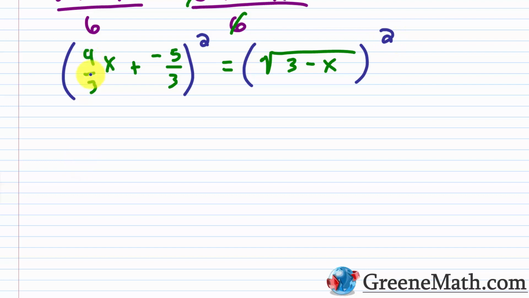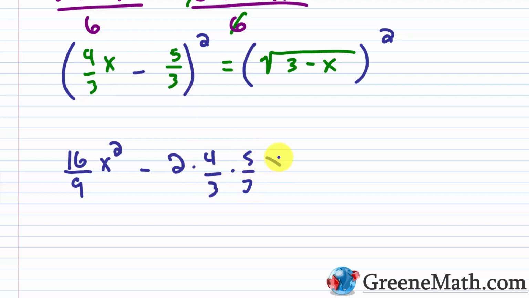So to use my formula, I'd square 4/3 x. So that would be 16/9 times x squared. Then this guy would really be a minus here, right? I wrote plus negative, but it's really a minus. So let's put a minus out in front. You have your 2 times the 4/3 x times the 5/3. Okay? So if I go through and multiply that, you have 2 times 4, which is 8. 8 times 5, which is 40. So this is 40 in the numerator, over 3 times 3, which is 9 in the denominator.